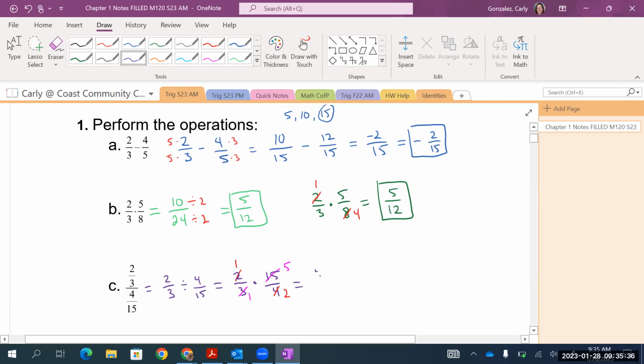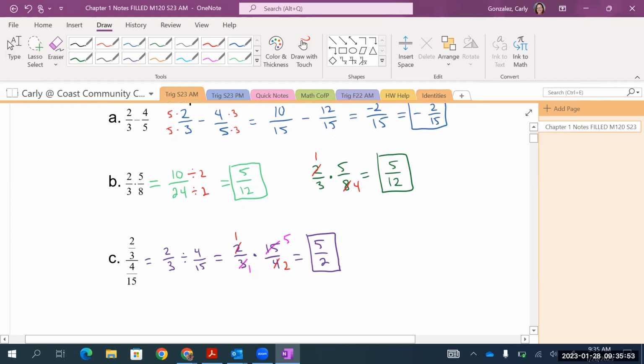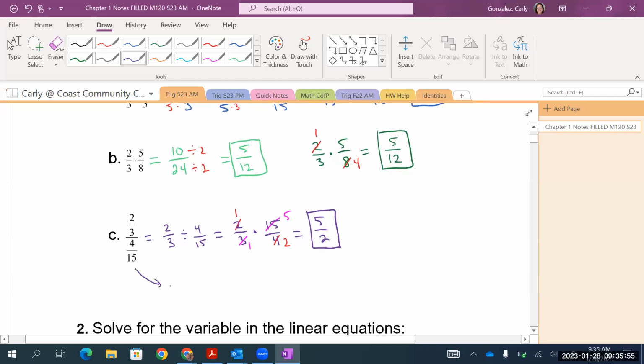1 times 5 is 5, and 1 times 2 is 2. So therefore, we get 5/2. Now, eventually, it will be a nice tool to be able to turn this straight into, if we look at the original problem, just 2/3, and then we multiply by the reciprocal of the bottom. So we just flip the bottom fraction to 15/4, and you'll see that gets us right where we were over there.